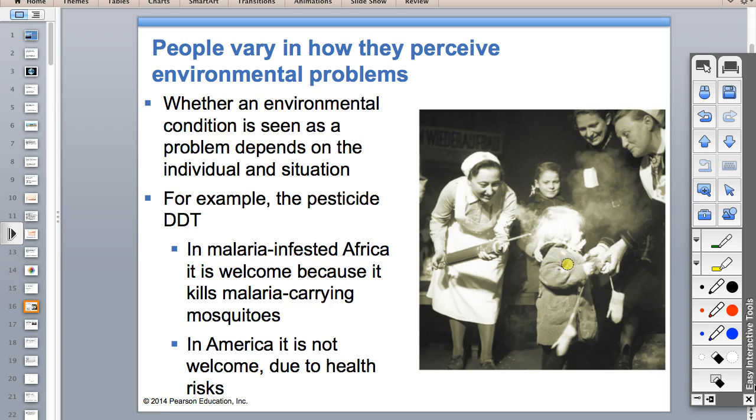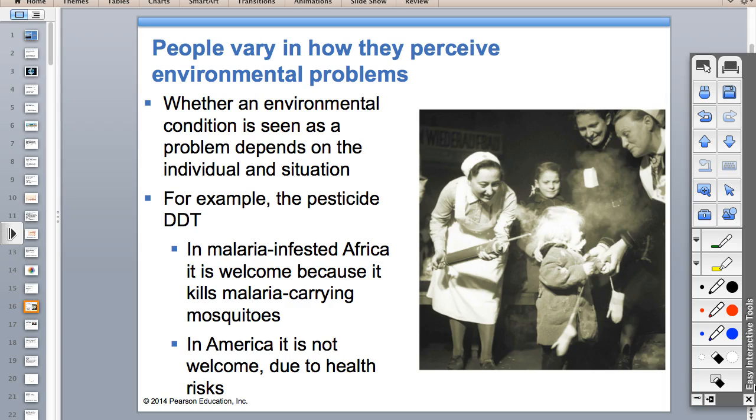This is actually a child that has lice, and they were spraying the child's head to kill the lice with DDT. DDT was banned in the United States in the 70s. And I don't know if you knew this, but the bald eagle was endangered and almost went extinct. Did you know that? It's because of DDT.